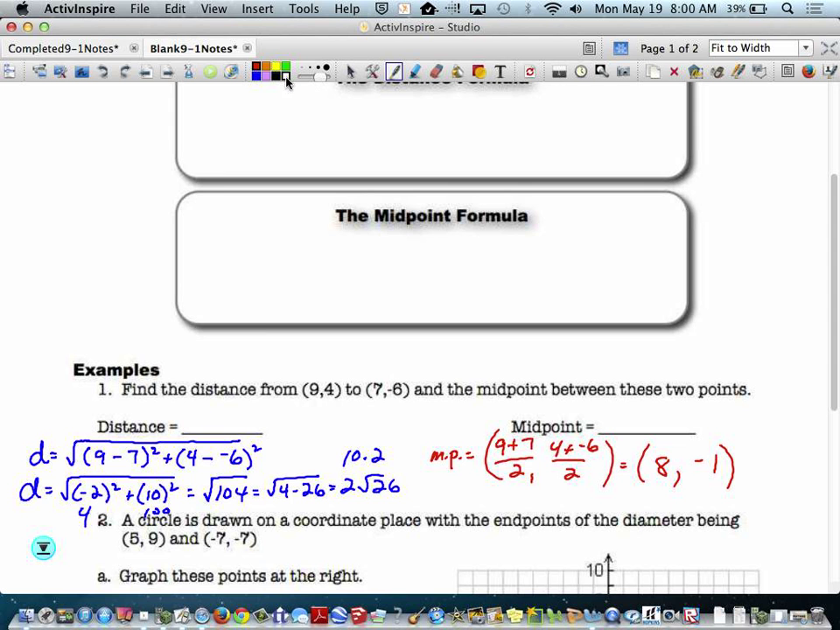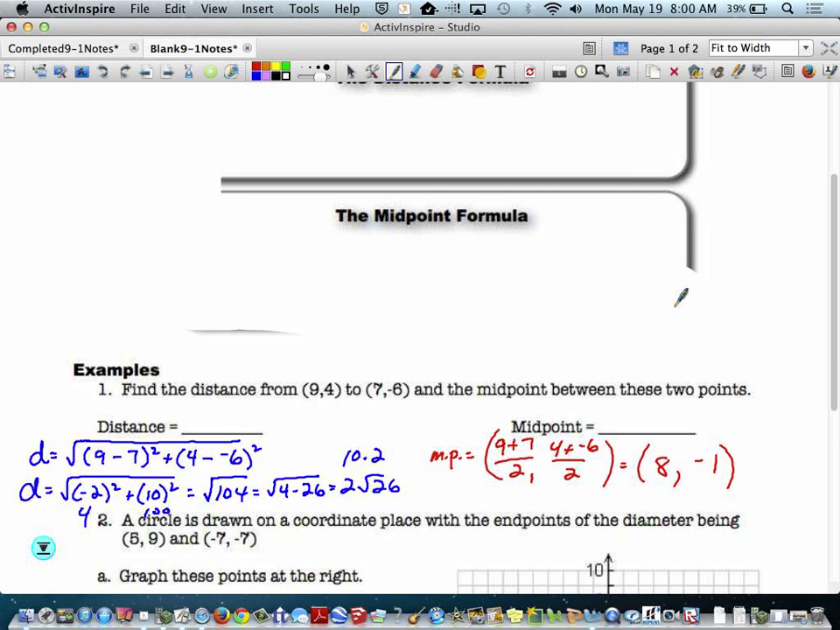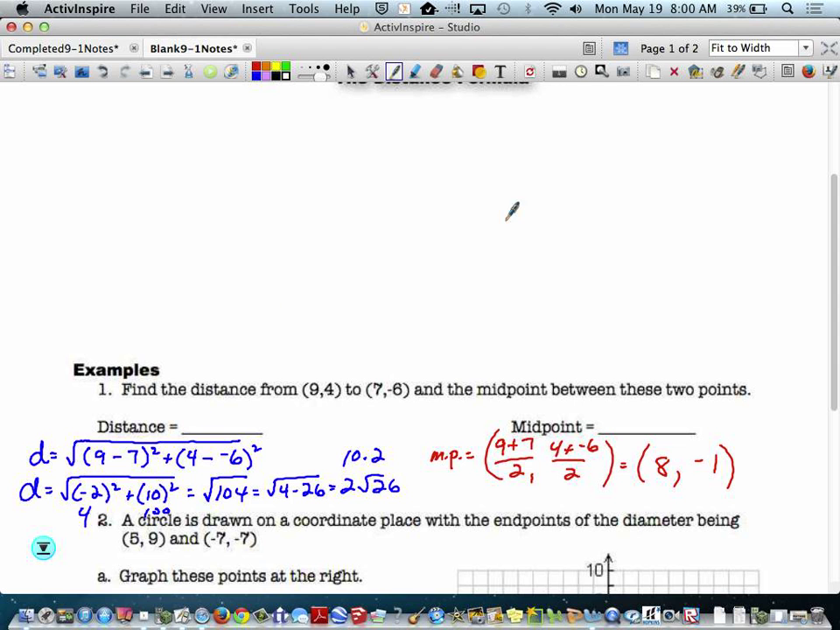Now I'm going to show you something quickly. It's kind of a pet peeve of mine. 9, 4 and 7, negative 6. Those are approximately the 2 points that they gave us. 9 to the right, up 4, 7 to the right, down 6.